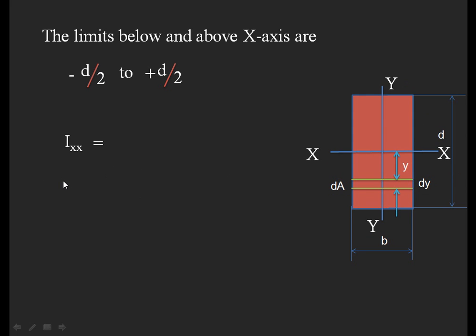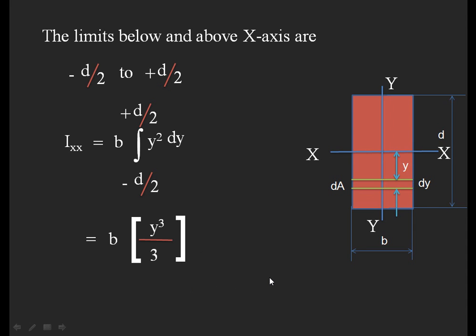So Ixx is equal to b into the integration from minus d by 2 to plus d by 2 of y square dy, we can write it as the equation. That equation we can write again by applying the integration: b into the integral of y square dy. You know that the integral of x power n is x power n plus 1 by n plus 1. So similarly y power 2 plus 1 by 2 plus 1, we automatically get y cube by 3 as the integration of y square dy, and the limits we can represent with square brackets, minus d by 2 below to plus d by 2 above.